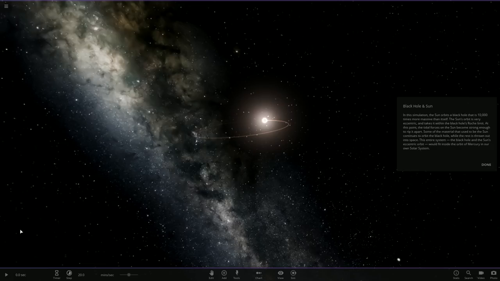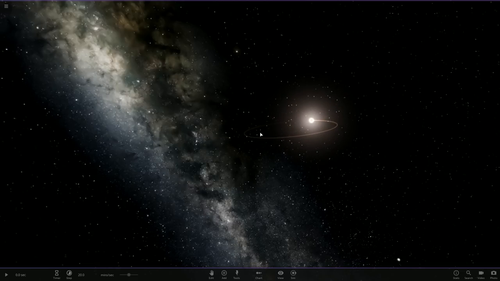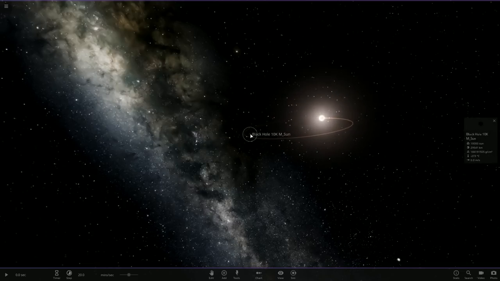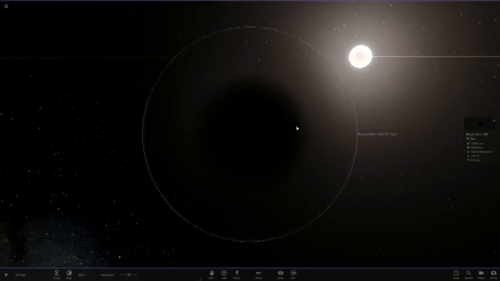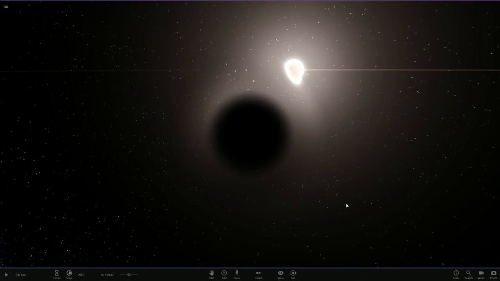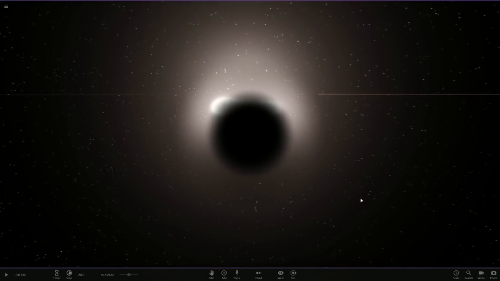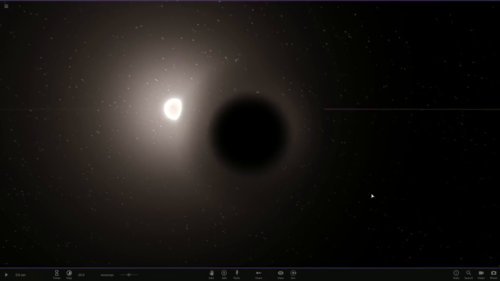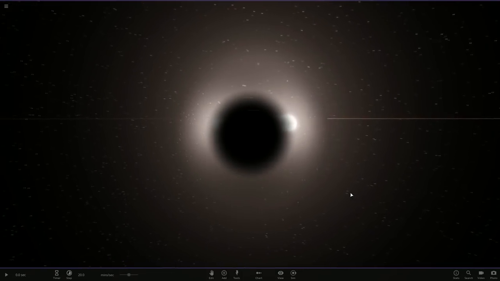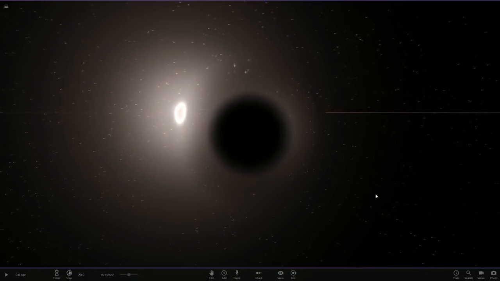Some of the material that used to be in the sun continues to orbit the black hole, while the rest is thrown out into space. This entire system, the black hole and the sun's eccentric orbit, would fit inside the orbit of Mercury in our own solar system. So, not vast distances, to say the least. There's the black hole. Let me just zoom in here. There's our demon warping around, lensing through gravity. It's crazy. It's a crazy force, isn't it?